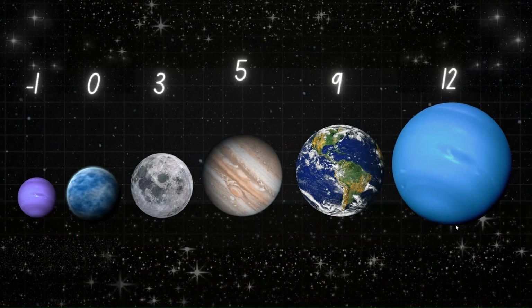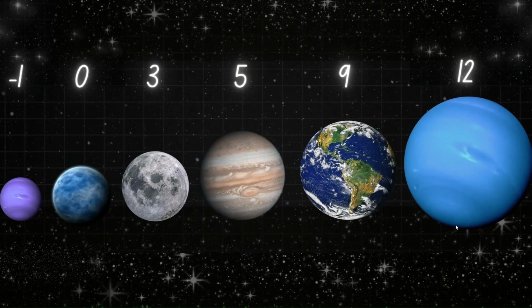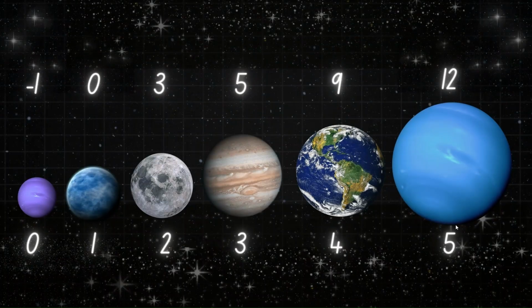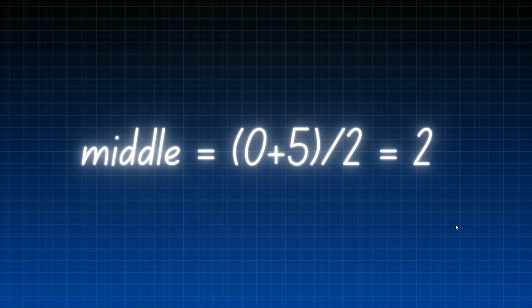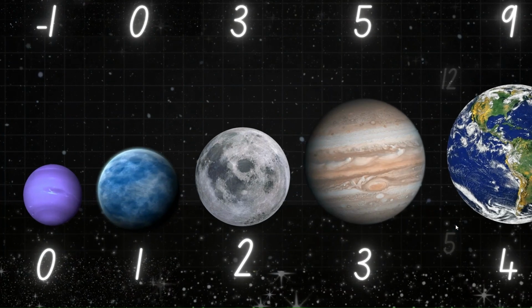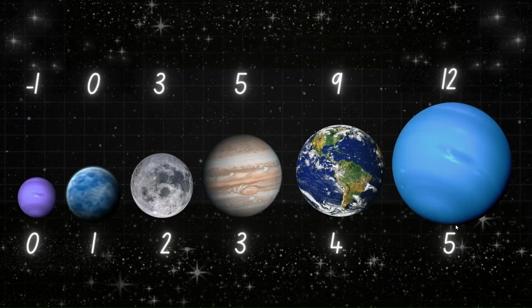First, we look at the middle planet. But wait, how do we find the middle planet? Generally in binary search, we use this formula to find the middle index. Here we start with the leftmost index as 0 and the rightmost index as 5. So the middle index is calculated as (0 + 5) divided by 2, which gives us 2. The middle planet in our array is at index 2, which is the planet with the number 3. Now, is this the planet with the hidden treasure?